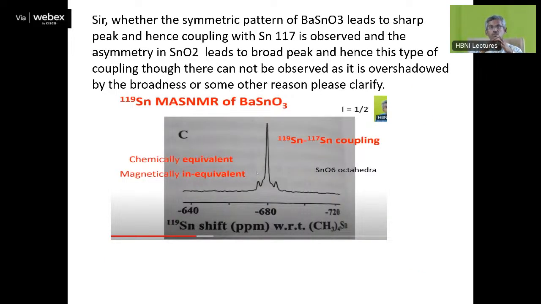And then another question you have asked is whether the symmetric pattern of barium stannate leads to a sharp peak. For example, you can see the sharp peak here. This is 119 and these two peaks are 117, because tin has two isotopes and the abundance of 119 is more. So that is where you get more peaks. This is nothing but chemically the same, but magnetically inequivalent. A very important concept is conveyed here: tin with chemical equivalence and magnetic inequivalence.